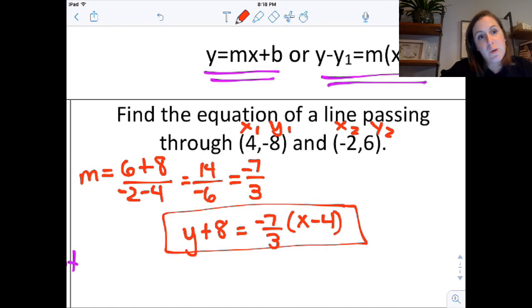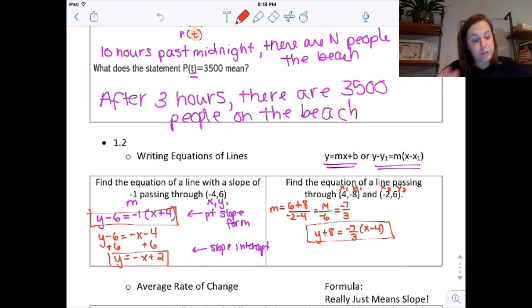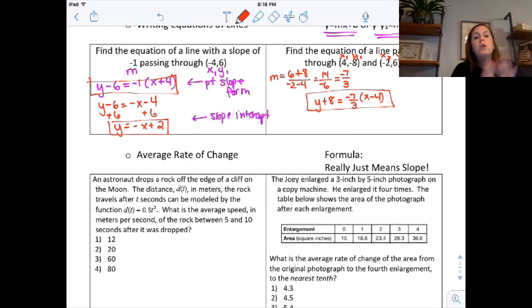Last thing on 1-2 was talking about average rate of change. So let's look at that really quick. Remember that average rate of change is just a fancy way to say slope. And to get slope, you need points. So that's the first thing that I would say.